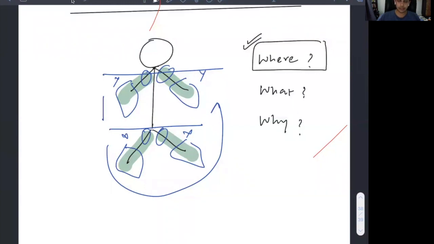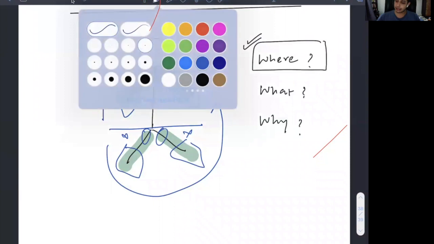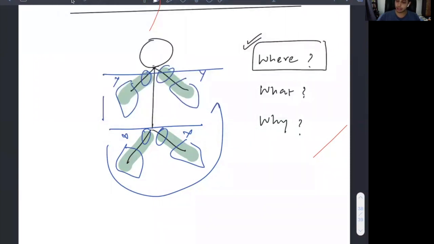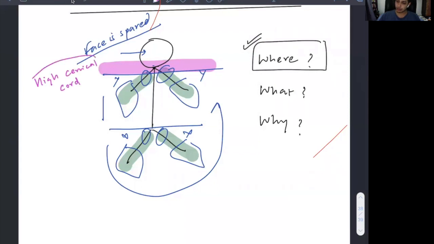And for that, you need to understand this basic structure, that if there is weakness of all four limbs and if the face is spared, then that means that we are talking about a lesion that is below this level. So whatever it is, we are likely dealing with something that is below this level, and this level is called as the high cervical cord.